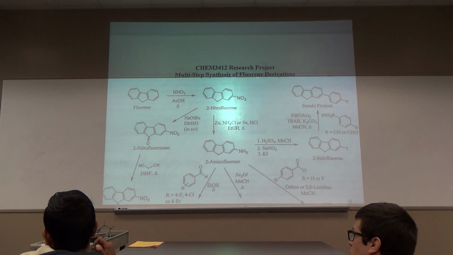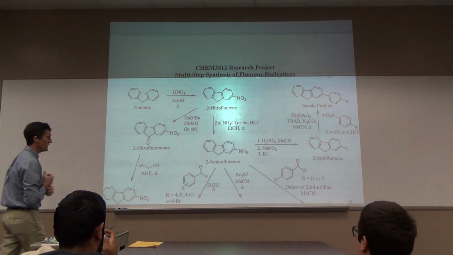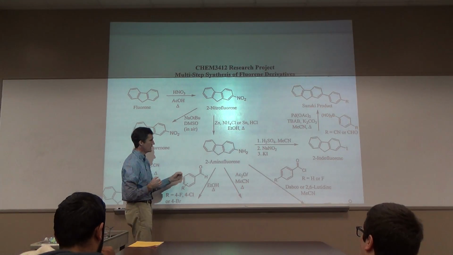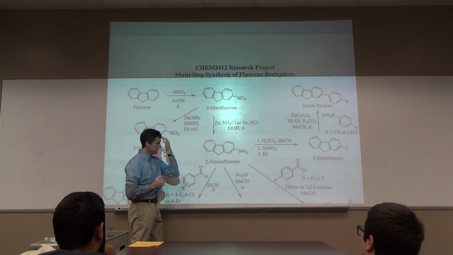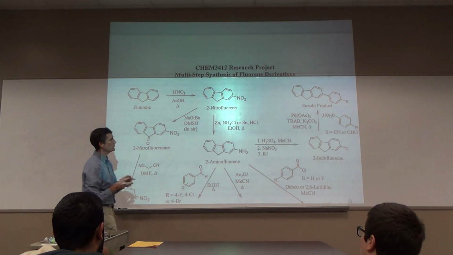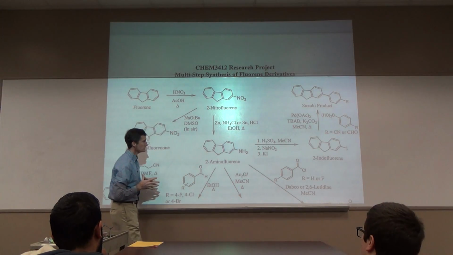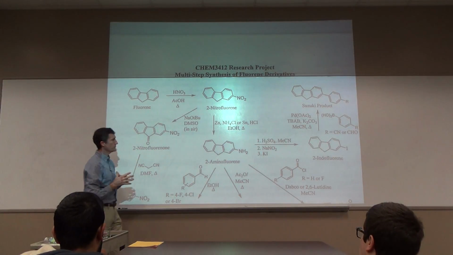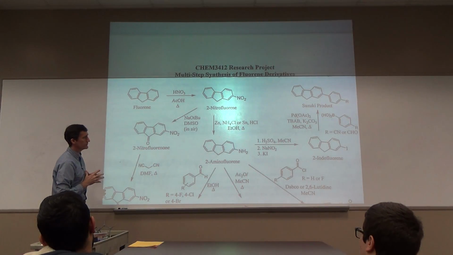I don't think it says anything like student number. It's your choice. There'll be other choices as we go along. This product will need to be extracted, and there's a short column done, and your rotovap. This is one of the more lengthy procedures. Once we get this made, then we'll kind of diverge from there.